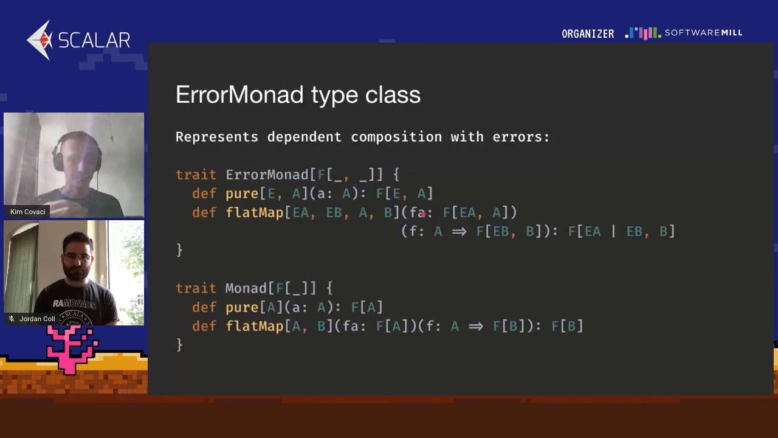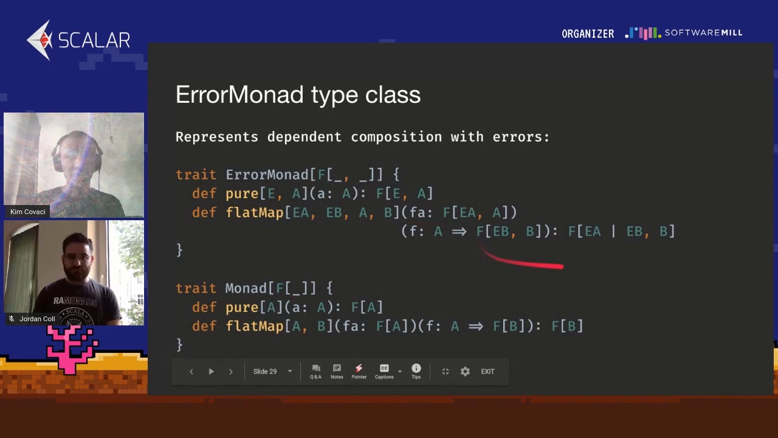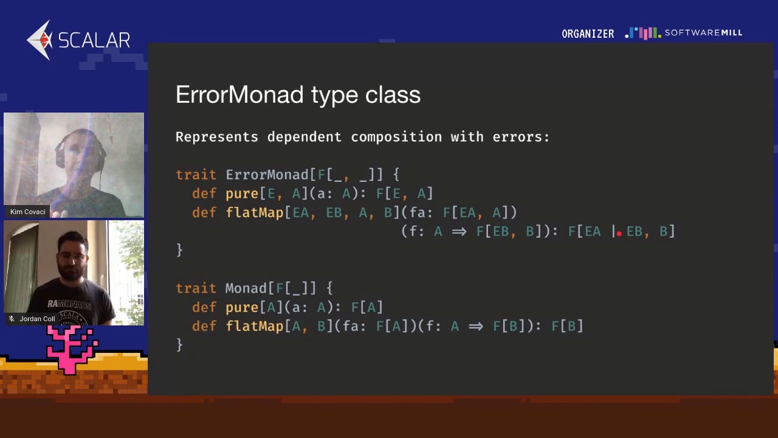Here is our type class that encodes this idea. So error monad is defined very similarly to a normal monad, but the difference is that F is different. F here has two arguments, and here it is just one. And we put this union type knowledge here. If you have an instance of error monad for your type, for instance EitherT, in your scope, then you can use the for comprehensions that we showed previously without a problem, and the type inference will work.